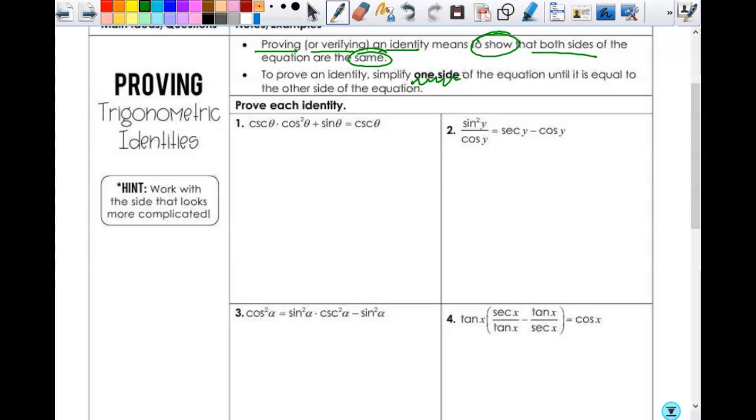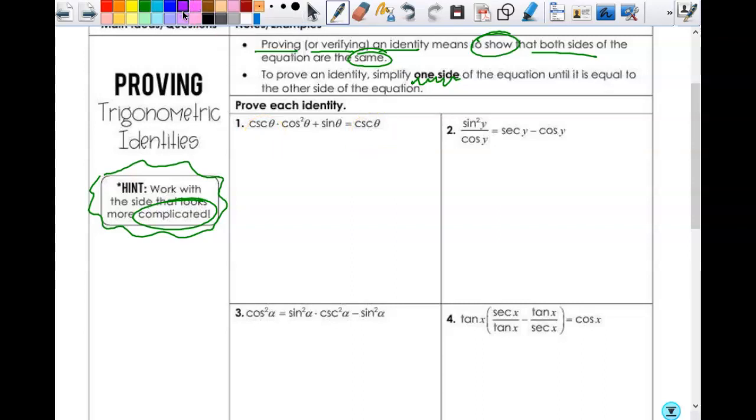So we're not working with both sides. We pick a side, we work with just that one. This is not one of those, whatever you do to one side, you do to the other. No, because we're not solving, okay? So the hint here, this is an important hint, work with the side that looks more complicated. Because it's going to be way easier to take something that looks more complicated and simplify it down than to take something that's all simplified and figure out what to put in there legally to make it look like that, right? It's easier to go the other way.